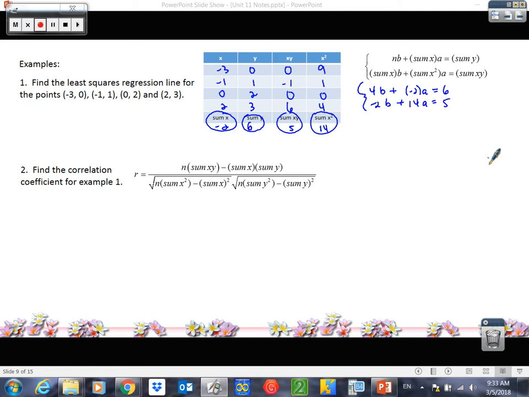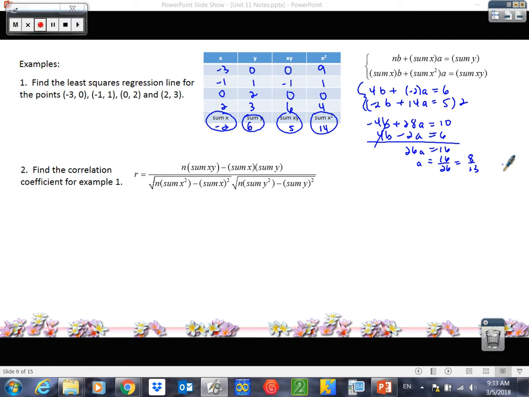You can choose whatever technique you like. I would take this one and multiply it by 2. So that would give me negative 4b plus 28a equals 10. And then copy that first one down underneath. And then just add. So that gives me 26a is 16. So a is 16/26 or 8/13. So that's my a value.